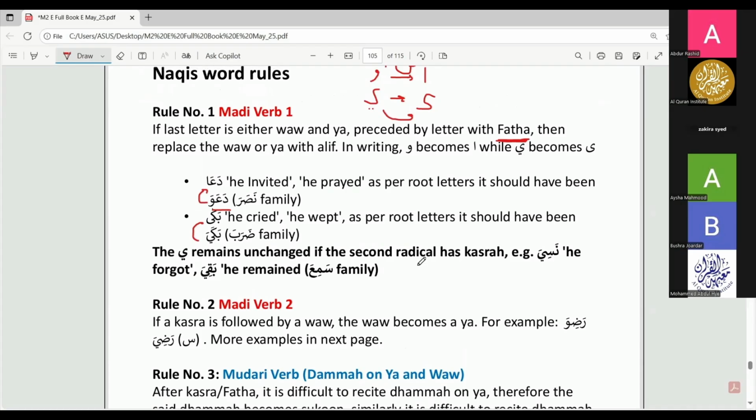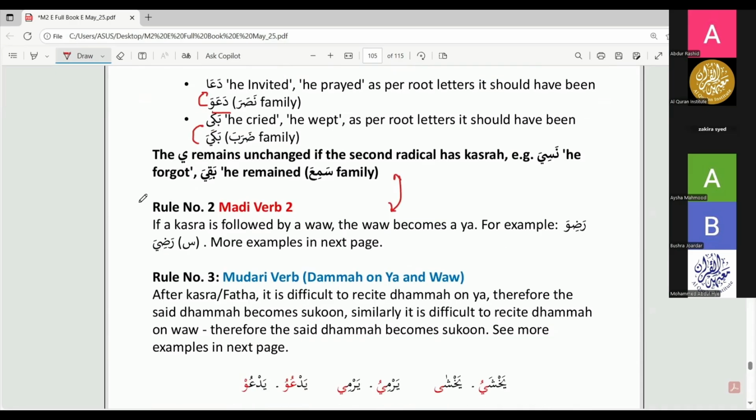In this rule, we will also touch on the kasra part. I would combine these two parts. So the second rule, I would say, is the kasra. Actually, let's go first to rule number 2 and then we'll come back to here. It says that if we have a kasra before waw, then this waw changes into ya. Here we have radi wa. Because we have a kasra before the waw, this waw changes into ya. So this is rule number 2.